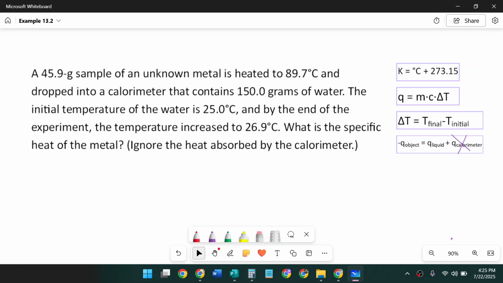So let's start labeling the pieces we know, because this problem had a lot of words and a lot of numbers. This is the mass of our sample, and it's heated to this and then dropped into a calorimeter. So this counts as our initial temperature because it's the temperature where our problem starts, not necessarily where the metal was earlier before it was heated. Our problem starts at it being heated already, so that's our initial temperature. And then we get some information about the water.